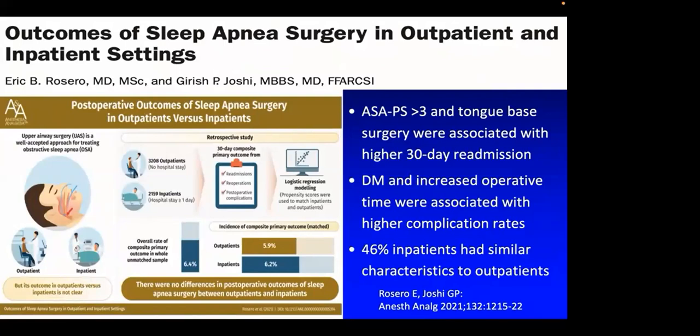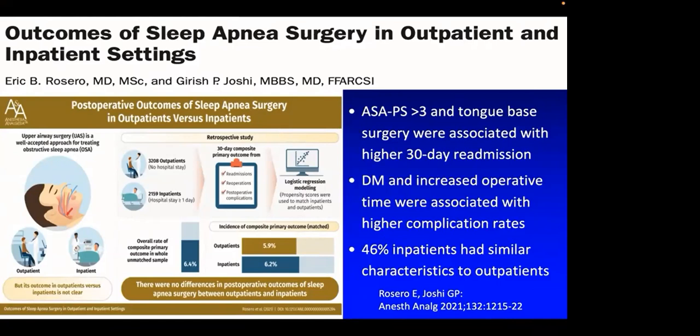This is a recent paper where we looked at outcomes in patients undergoing airway surgery for sleep apnea. Our propensity matching showed that patients with ASA physical status of more than three and those undergoing tongue-based surgery were associated with higher 30-day readmission. Also, patients with diabetes and increased postoperative time were associated with a higher complication rate. We also found that 46% of inpatients had similar characteristics as outpatients. In other words, these patients could have easily undergone the surgical procedure in an outpatient setting.